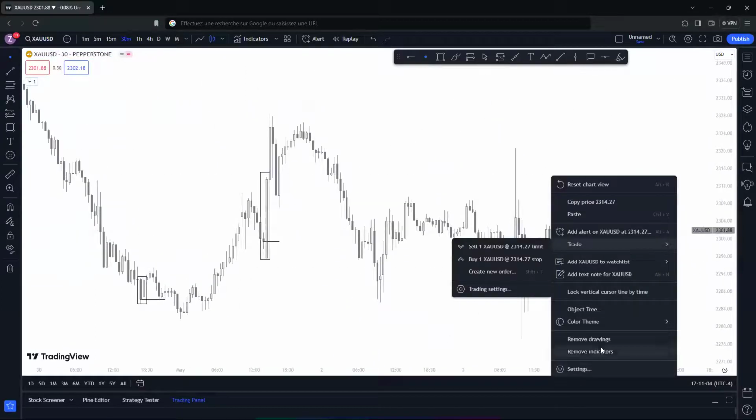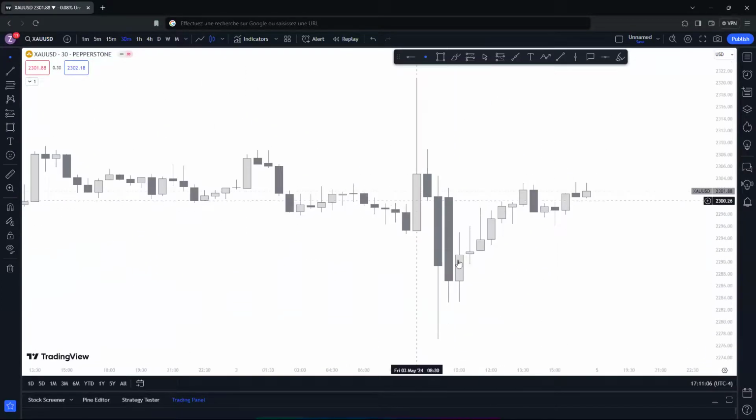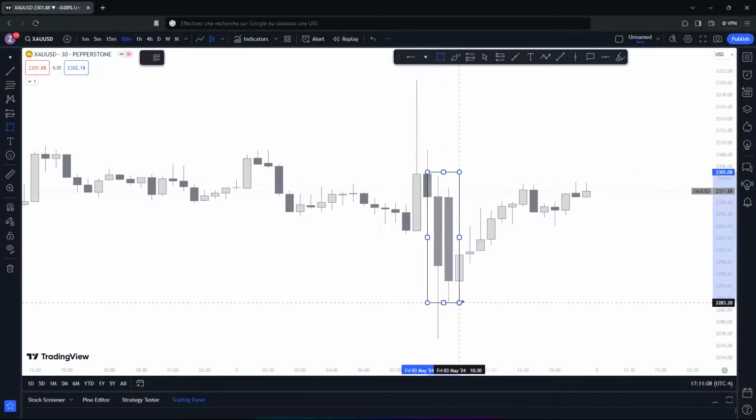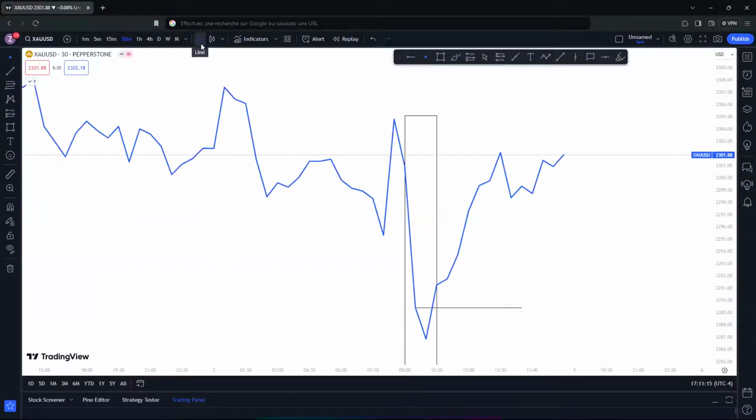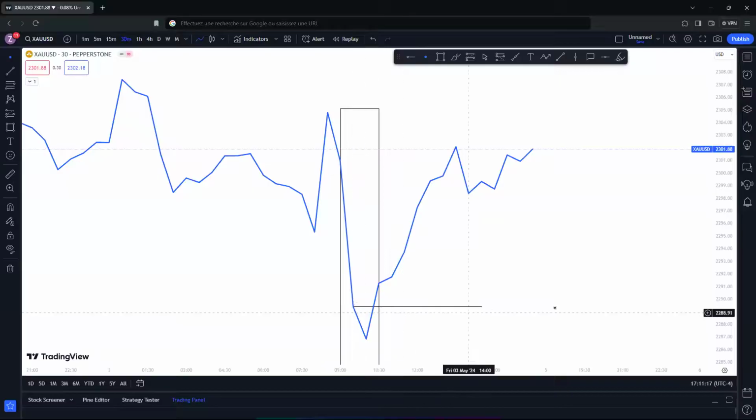So, do not get confused, even if you have something like this. Two candlesticks right here. Which one do you mark? Where is your key level? Your key level is right here. If you're confused, just go to the line chart. As you can see, it is a gap.